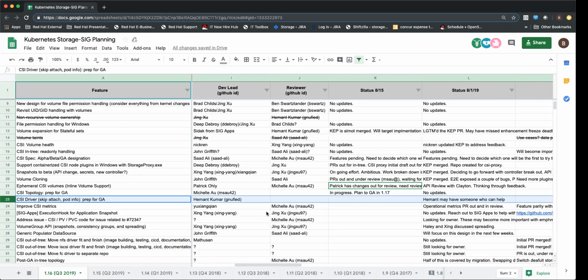Next one, CSI driver, skip attach. Hemant: Yeah, so this is again like we'll go GA in 1.17, and we have Christian and Fabio who agreed to help on this.